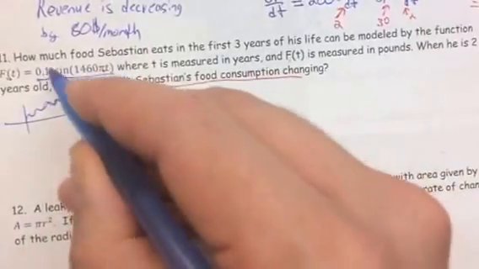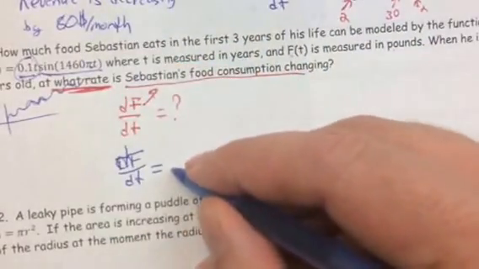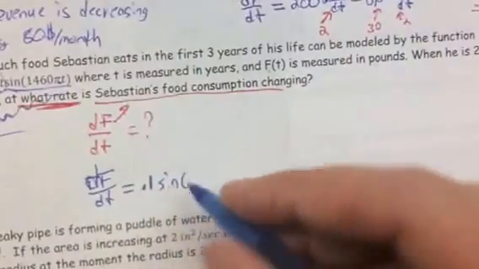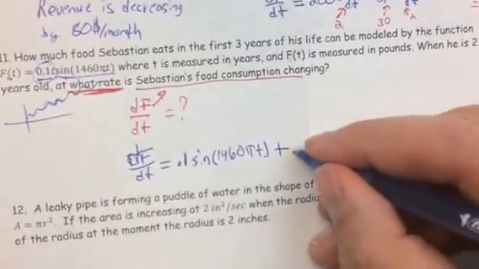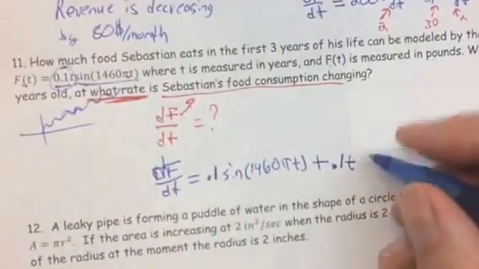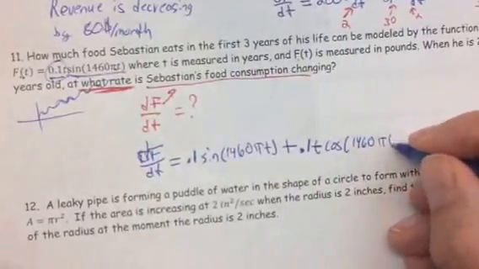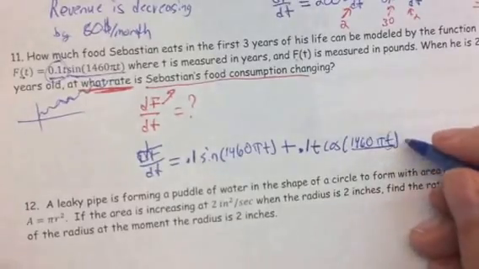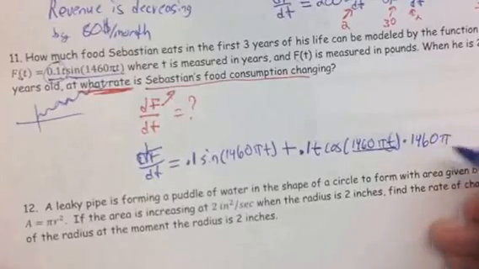here we have to do the product rule because there are two things multiplying. 0.1 t is multiplying with sine of something. So the derivative of 0.1 t is 0.1, and we leave the second alone. This is product rule. So the derivative of the first one times the second, plus we leave the first one alone, so 0.1 t times the derivative of sine of something is cosine of that something, times the derivative of the inside. t is the variable, the derivative of t is just 1. This is a constant multiplier, so it's just going to be 1460 pi.